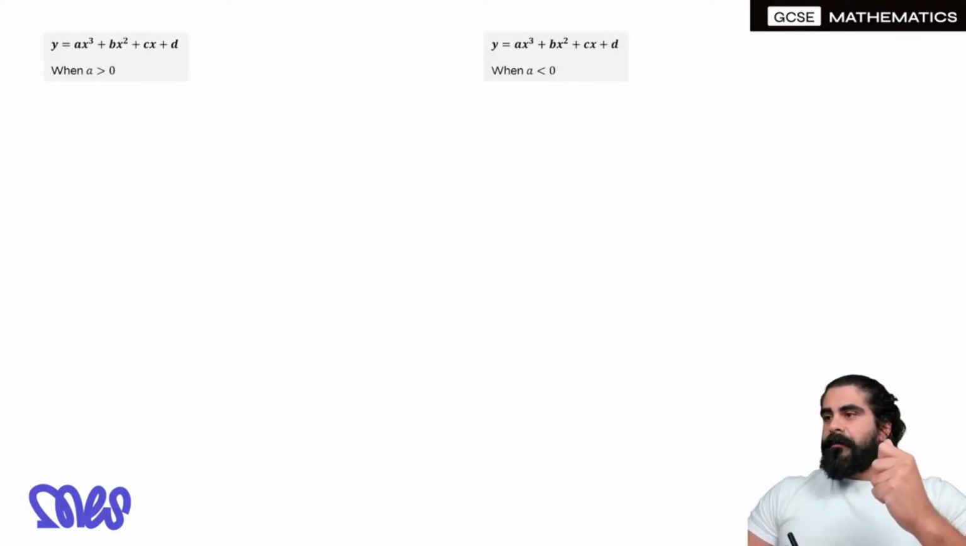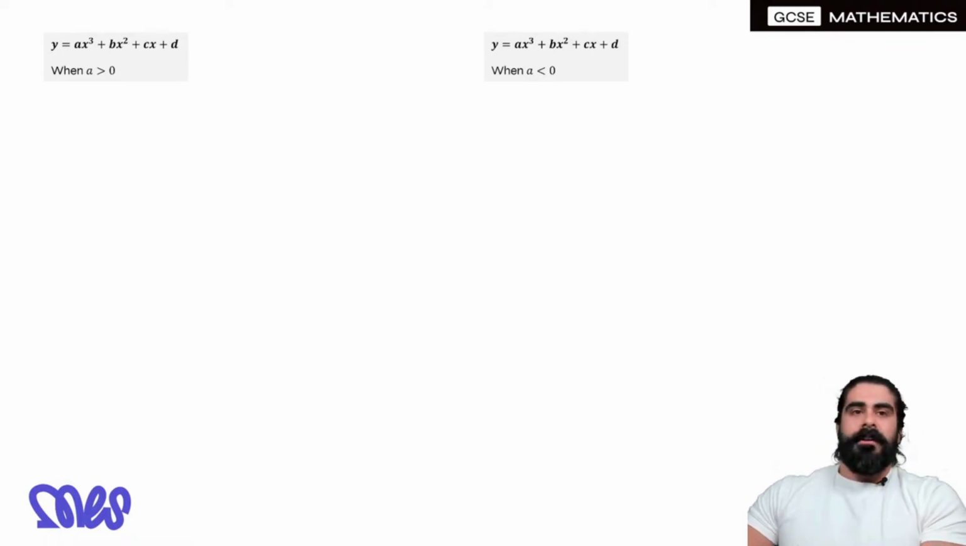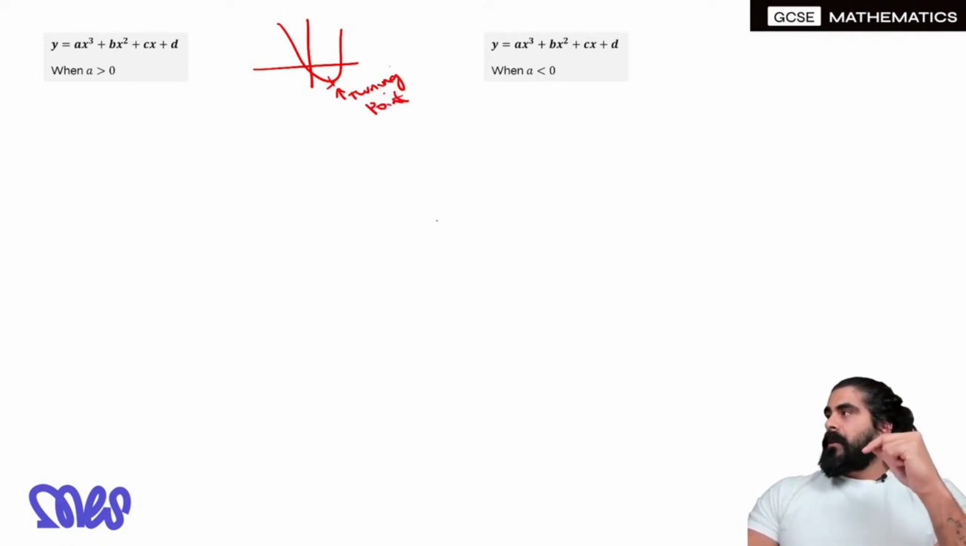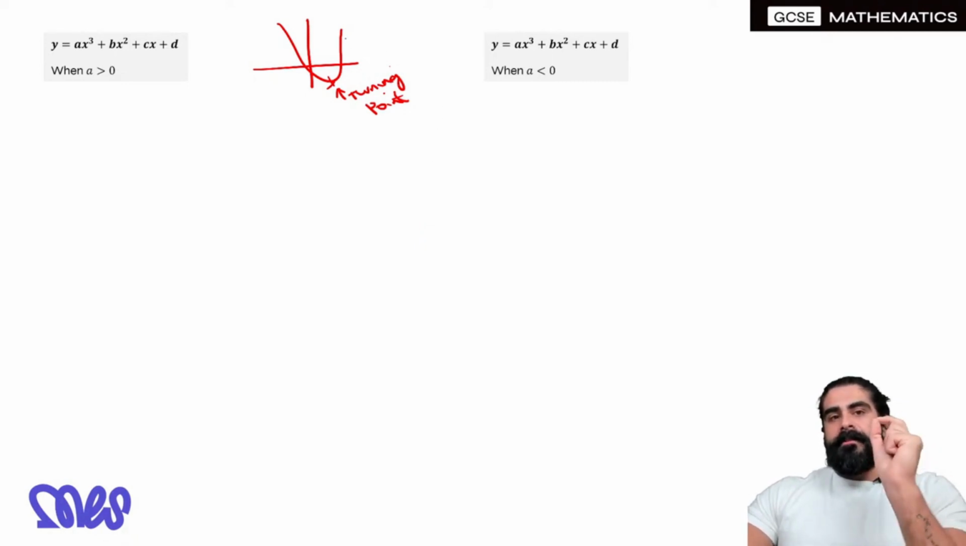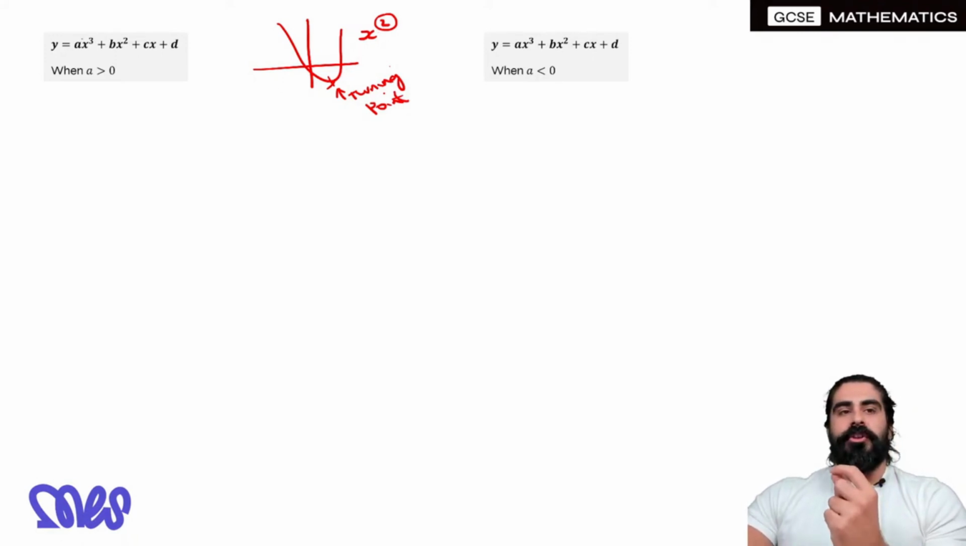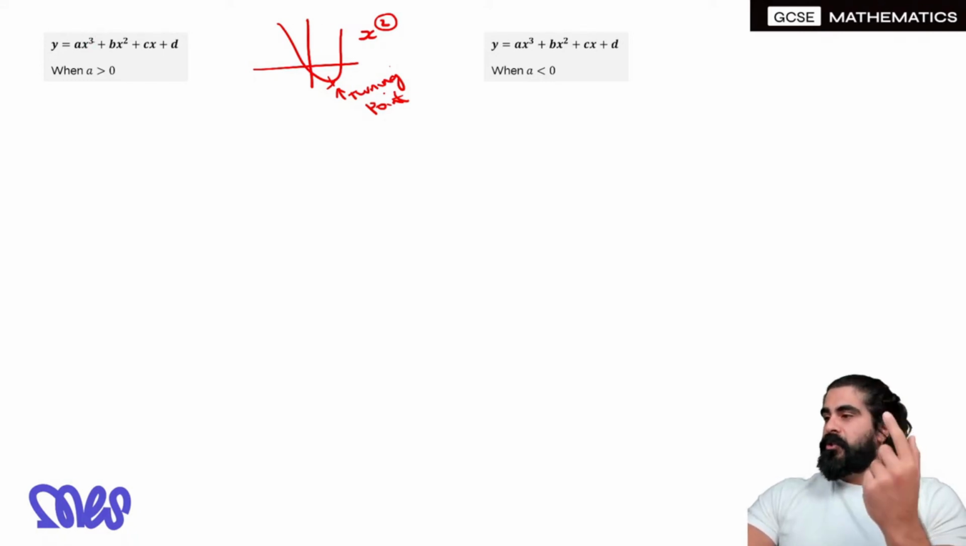A way to remember is that a quadratic has what we call a turning point, which you might have learned in school. A quadratic has one turning point because a quadratic is x squared. To find out how many turning points it has, you do the power minus 1. So 2 minus 1 is 1. So a quadratic has one turning point. A cubic is power 3, meaning you do 3 minus 1, which is 2. So it has two turning points potentially.